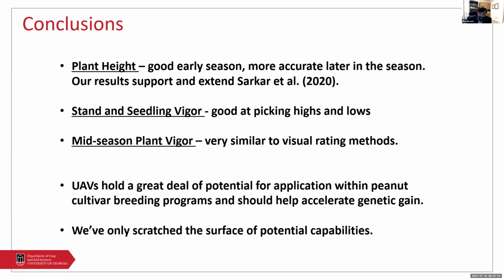Using UAVs to evaluate stand and seedling vigor, it was good at picking the highs and lows, which is probably good enough for picking progeny rows out of nurseries. And then for mid-season plant vigor, the UAV-based estimation was really similar to the visual rating methods.